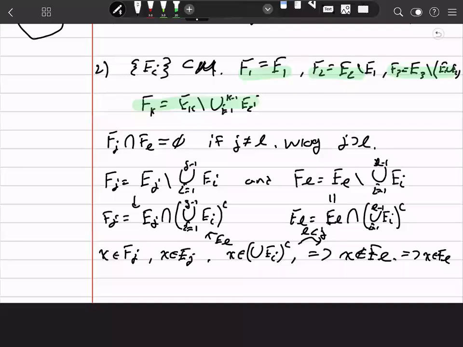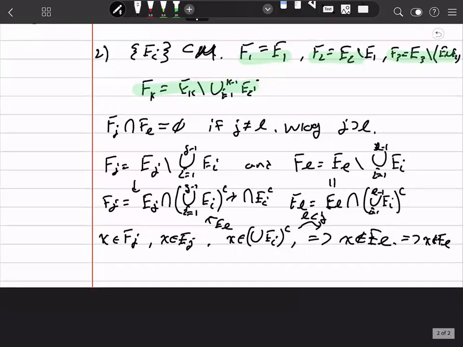So x is not in E sub l, that's what I meant, not in here, right? Because E sub l appears here, but we're taking the complement. So x is not in any of these. And just for reference, we know the complement here is going to be the intersection of the E sub i complements. So that implies, of course, that x is not in E sub l. So these are disjoint, which is good.